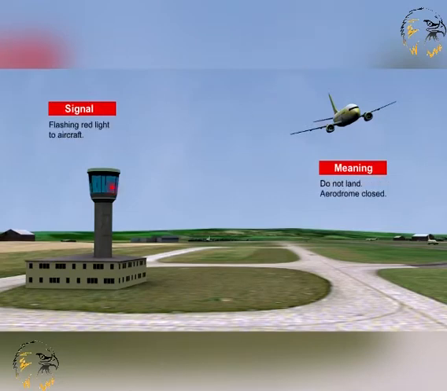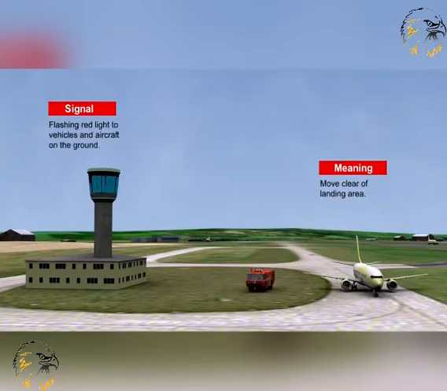A flashing red light from air traffic control to an aircraft in flight means that the pilot is not to land the aircraft as the aerodrome is closed. A flashing red light from air traffic control to an aircraft or vehicle on the ground means that they must clear the landing area.